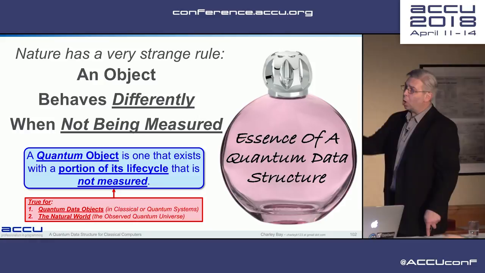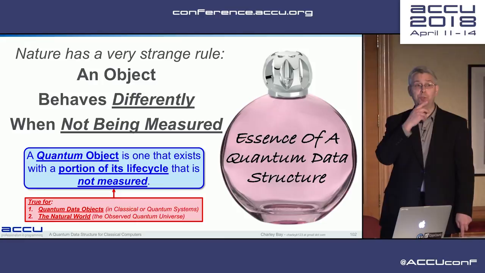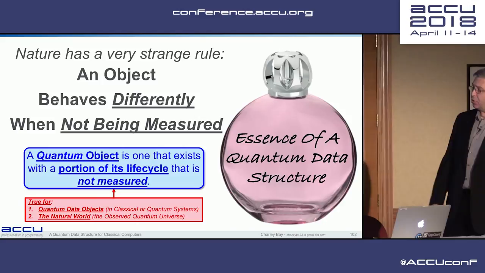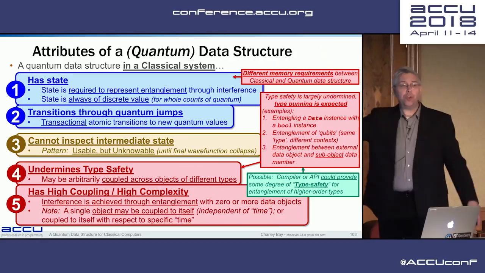So a quantum object exists with a portion of its life cycle that is not measured, not observed. You did not yet wave function collapse it. That's true for quantum. It's also true for, you know, the natural world, but for quantum data structures, that's ultimately what we're talking about. So attributes, this is your quantum data structure. It's going to have state. It's going to transition to quantum jumps.